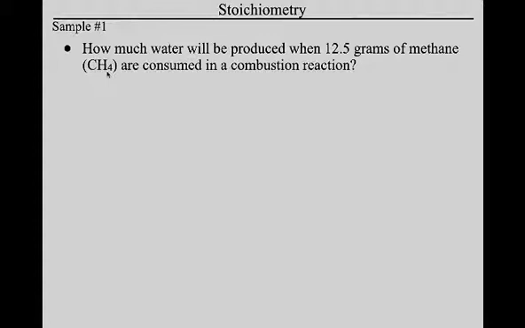So guys, if you're curious, how much is 12.5 grams of methane? The answer is about 9 2-liter bottles, if you can picture that. So if you have 9 2-liter bottles of Bunsen burner gas and you lit them on fire, how much water would you make? We're going to figure it out.